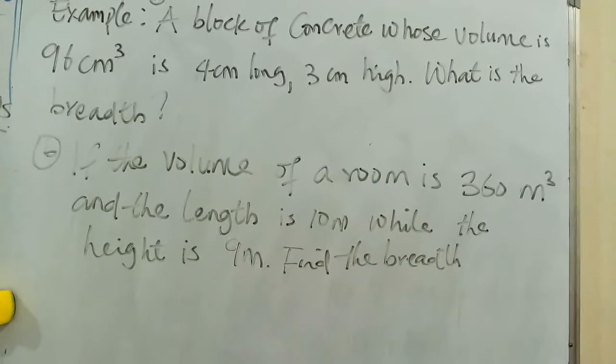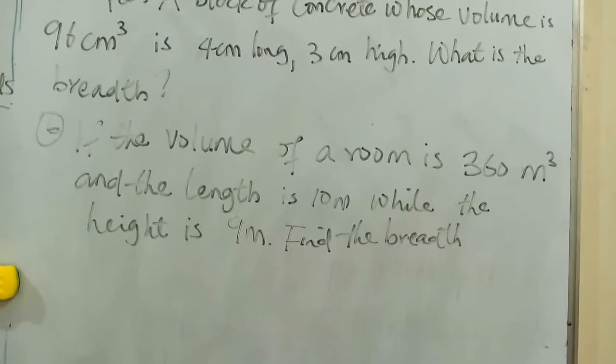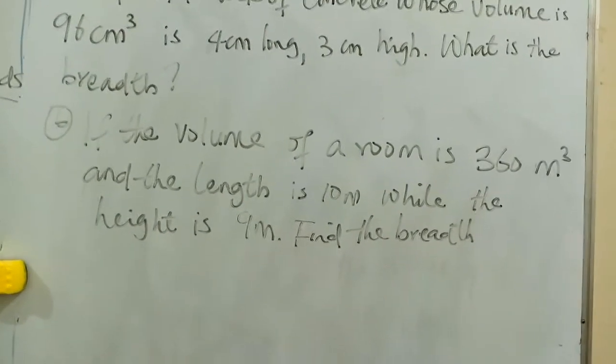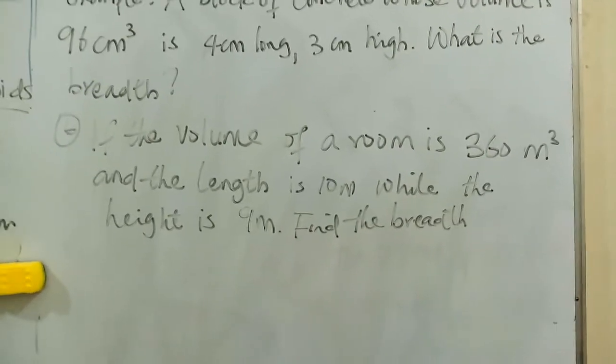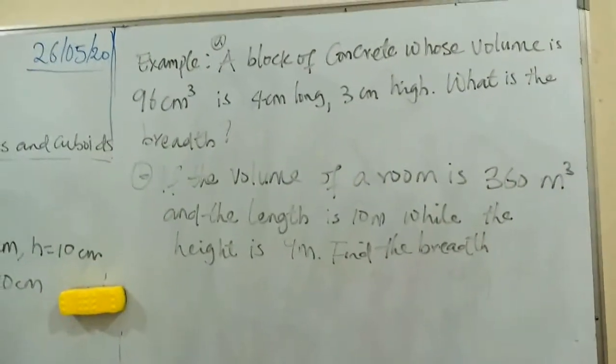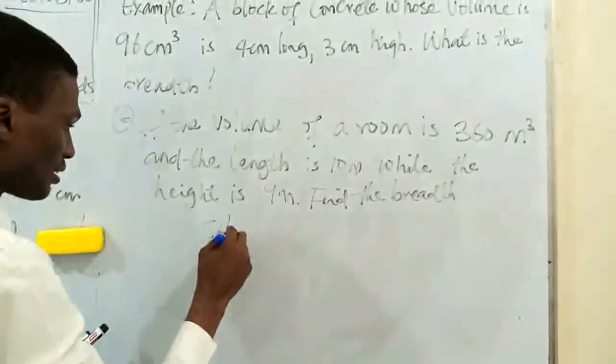The second one says if the volume of a room is 360 meters cubed and the length is 10 meters while the height is 9 meters, find the breadth of that room. So we begin from the first.